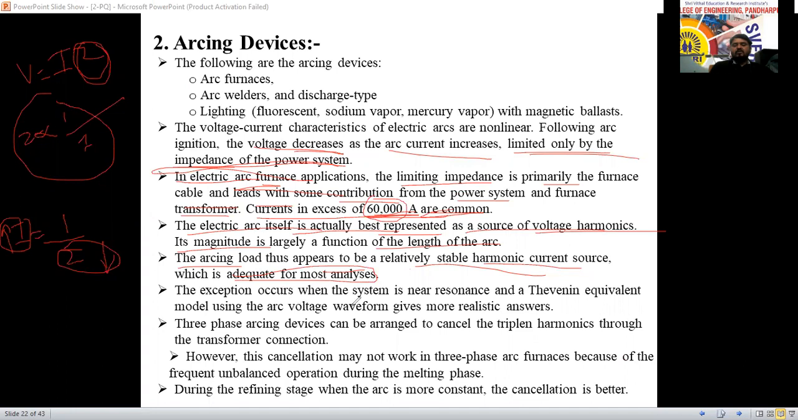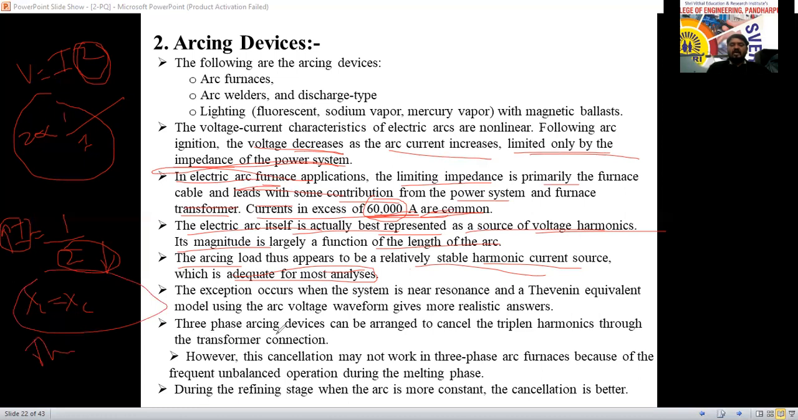The exception occurs when the system is near resonance. We have to accept that when we are near the resonance condition, when XL goes near to XC or XC goes near to XL, the Thevenin equivalent model using the arc voltage waveform gives more realistic answers. For the arc, we can use the Thevenin model.